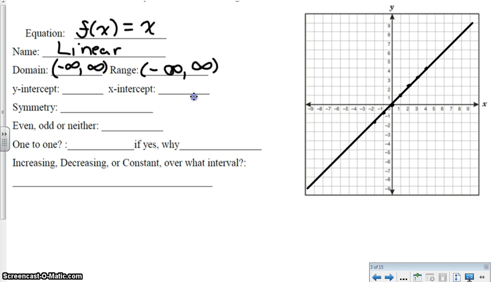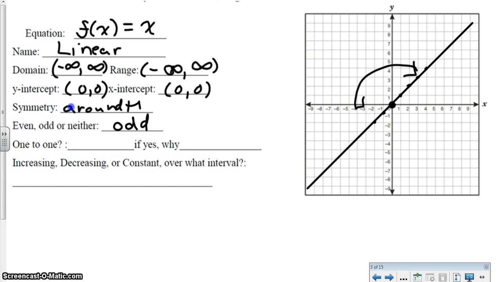Now, what about the y-intercept? It intercepted at 0, 0. And of course, the x-intercept was also at 0, 0. All right, so let's talk about the symmetry, and even, odd, or neither. Well, ladies and gentlemen, it crosses through the origin, and it does have 180 degrees rotation, so it is an odd function. And of course, the symmetry is around the origin, and that kind of goes back to what we talked about last week. Now, is it one-to-one?